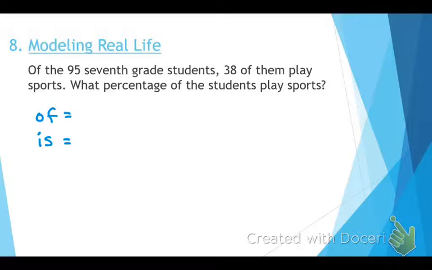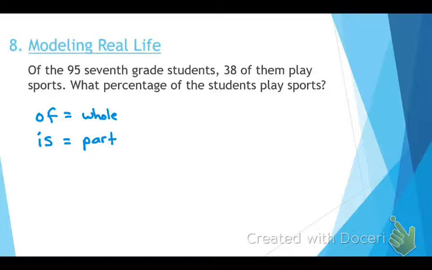You guys know? The of is always going to be the whole amount. The is always going to be the part. So use that to help you as you're plugging in your is and your of. So how many of you would say that you use the percent equation?